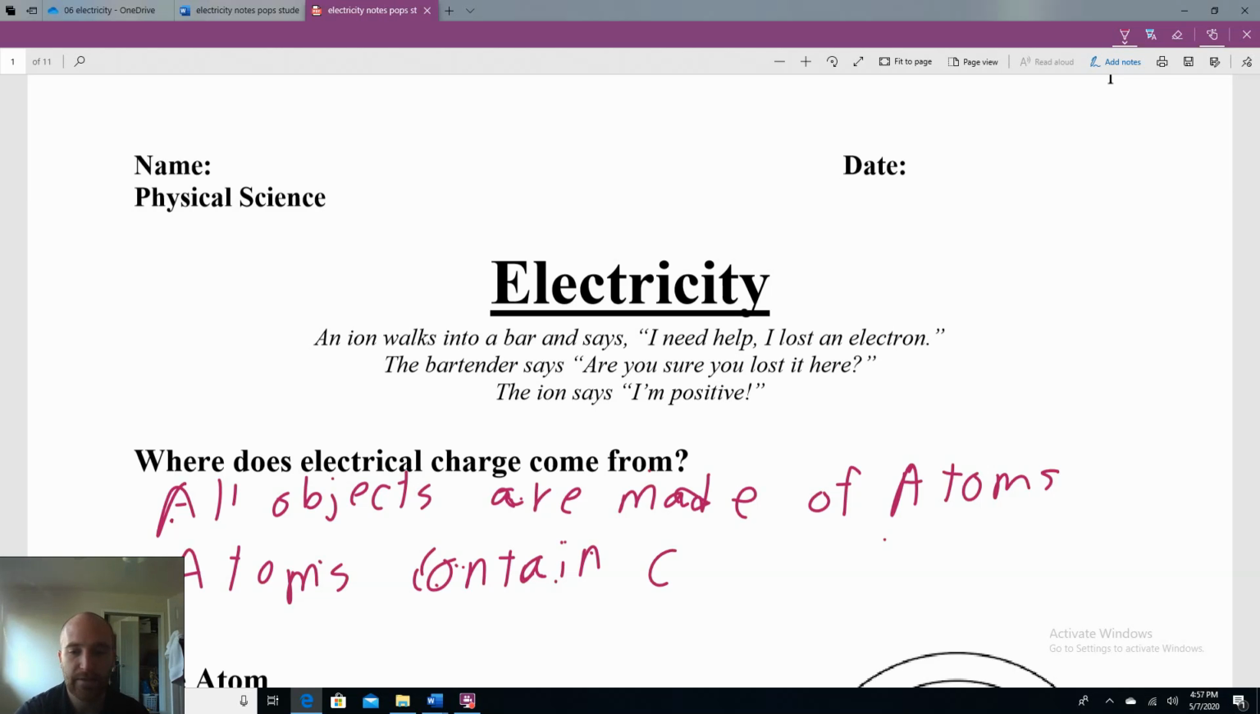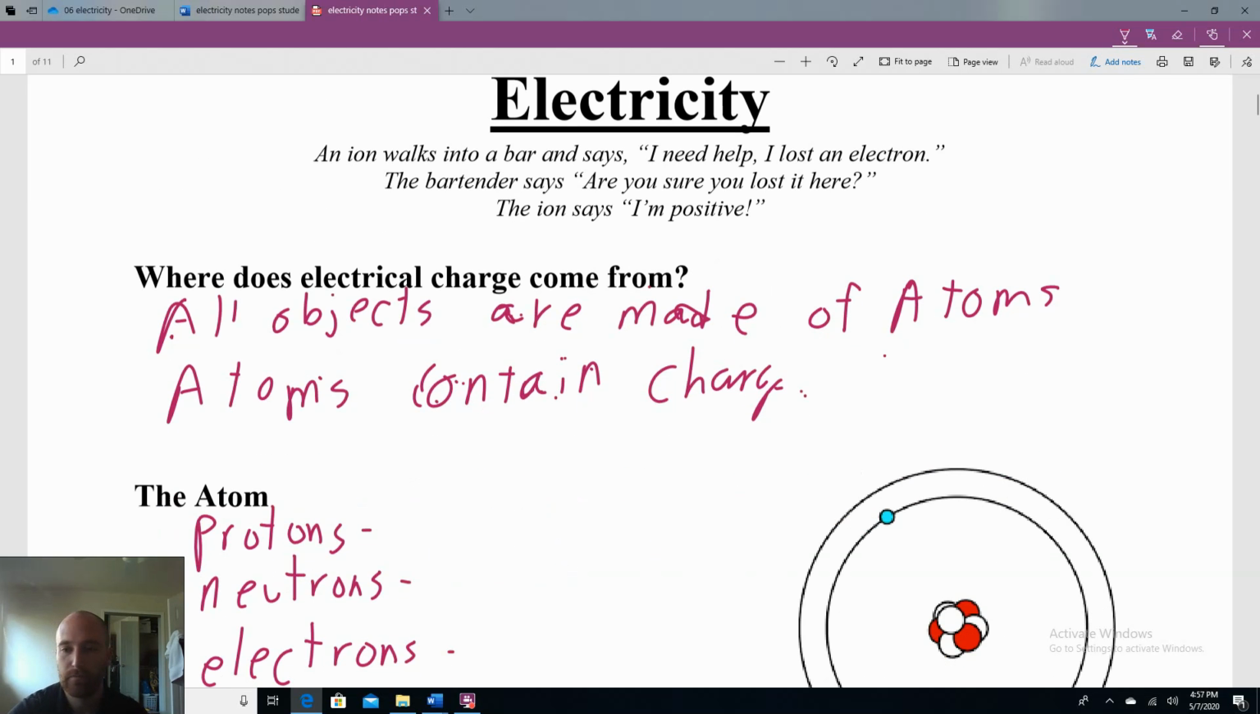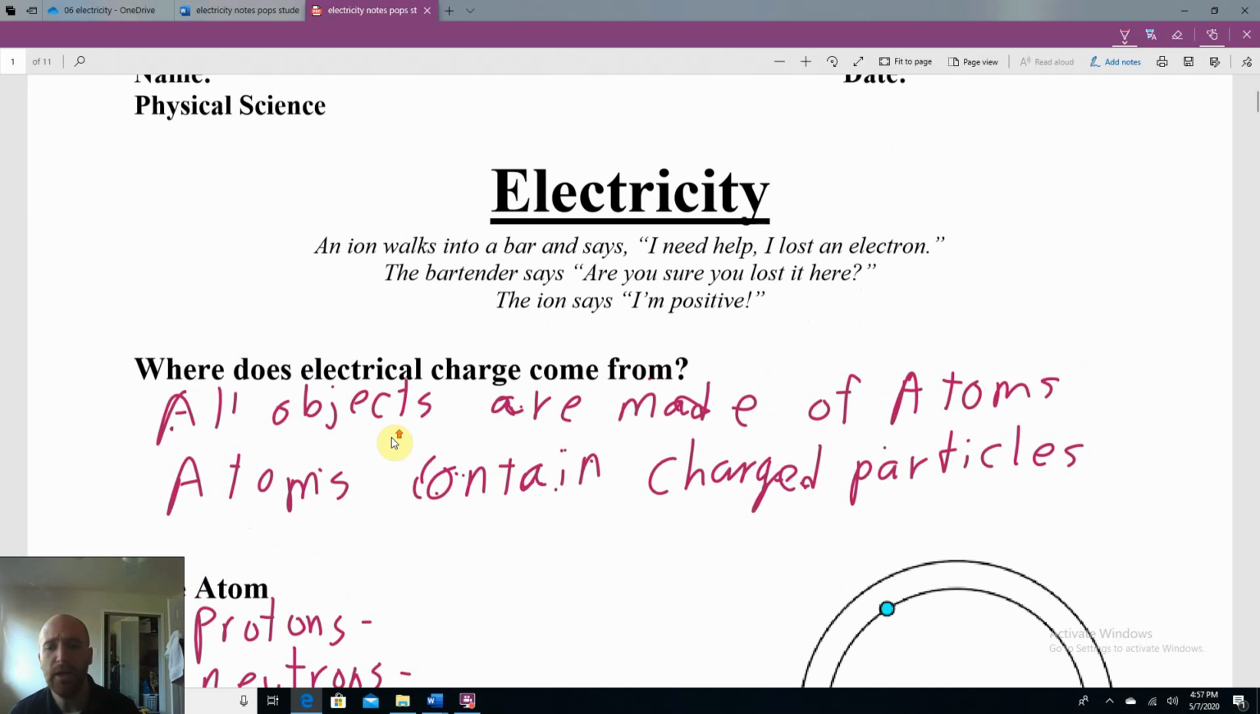So atoms contain charged particles. And all electrical charge is really just the result of these charges existing in different amounts. So all of this electrical charge that you could feel, like a static shock or moving electricity, is these tiny, tiny, tiny subatomic particles moving around and interacting with the area around them.